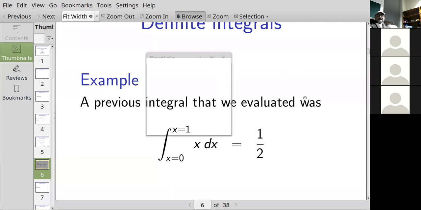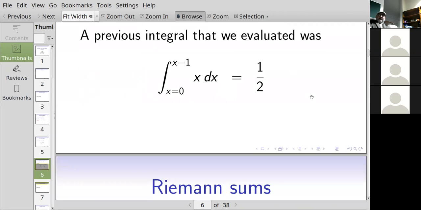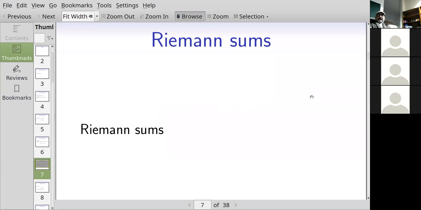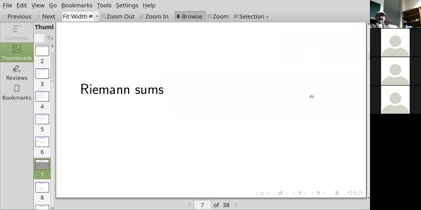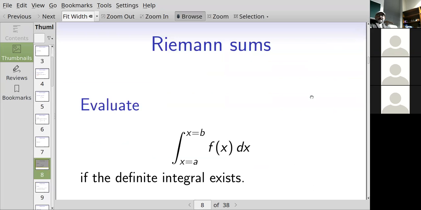That was the result that we had before. Okay. Now, the sums that we were using are called Riemann sums. So let me give you the notation and the nomenclature for those.